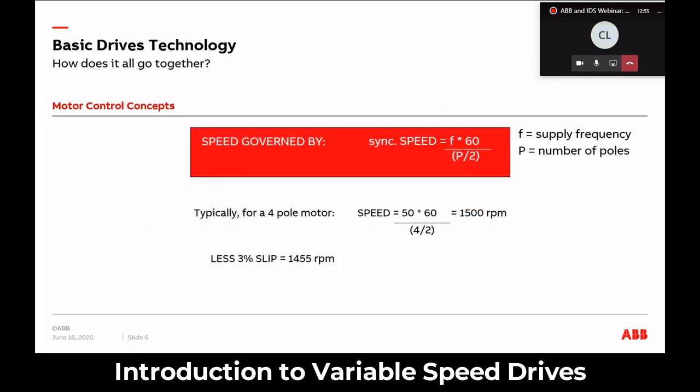So in terms of how this all goes together, speed is governed by the above equation, where our synchronous speed is equal to our supply frequency, F, times 60, divided by the number of poles over 2.